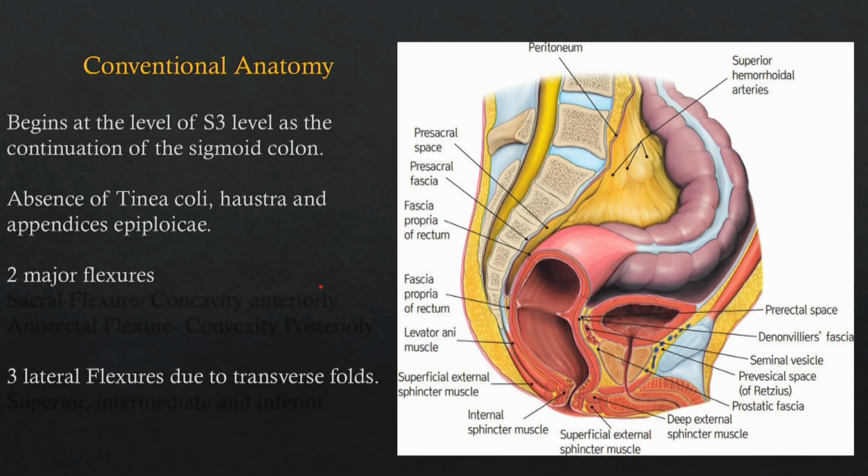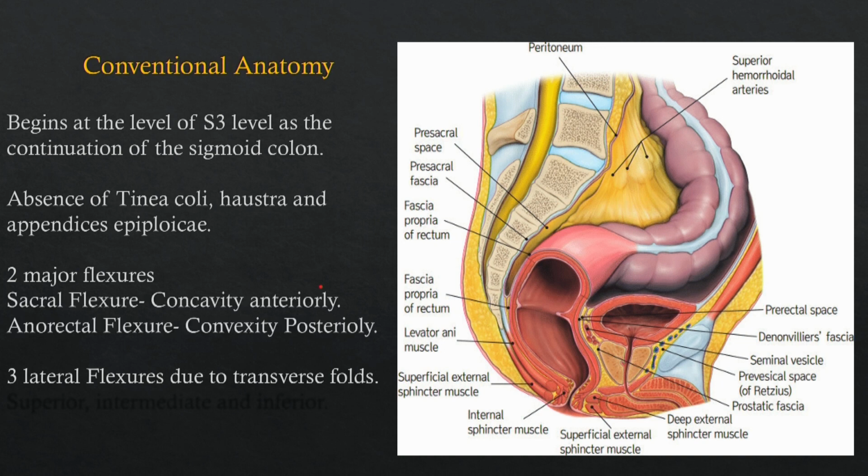Going to the conventional anatomy, the rectum begins at the S3 level as a continuation of the sigmoid colon. It is differentiated from the rest of the colon by the absence of taenia coli, haustra, and appendices epiploicae. Though in lower mammals the rectum is straight, in our case the rectum follows two curvatures according to the sacrum and coccyx: two major flexures, the sacral flexure with concavity anteriorly and the rectal flexure with convexity posteriorly. There are three lateral flexures due to transverse folds.